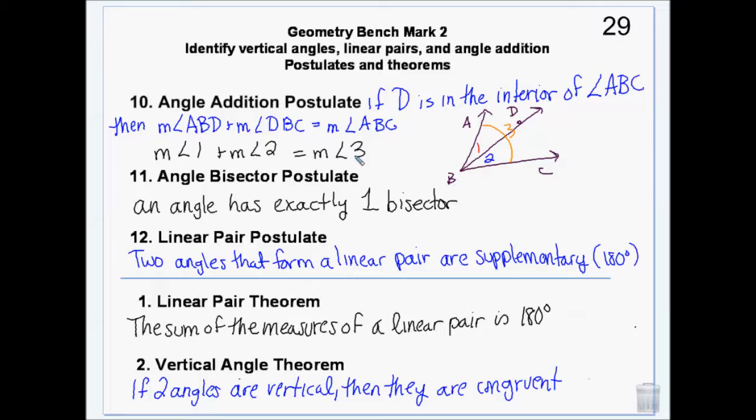The angle bisector postulate tells you that an angle has exactly one bisector. So there's only one line that will cut the angle in half. Again, that makes sense if you think about it. You can only cut something in half at one spot to make it equal. So only one ray cuts an angle in half.